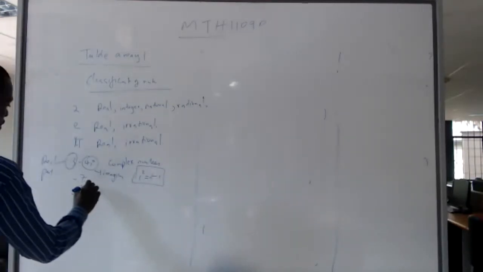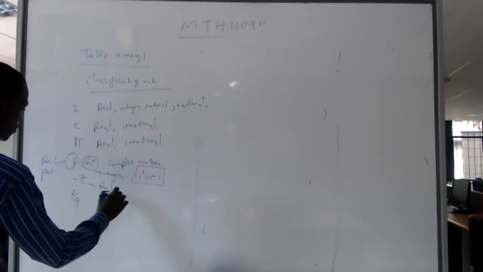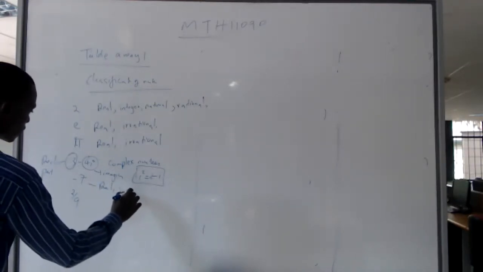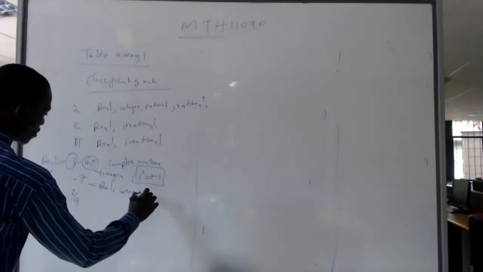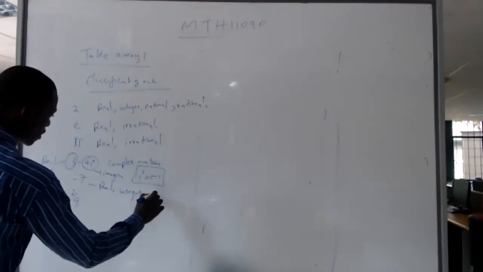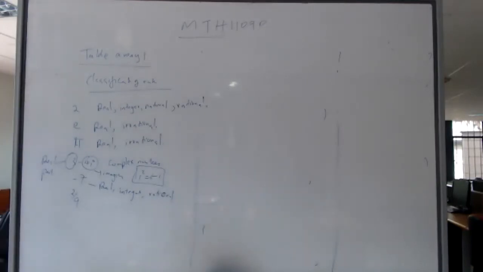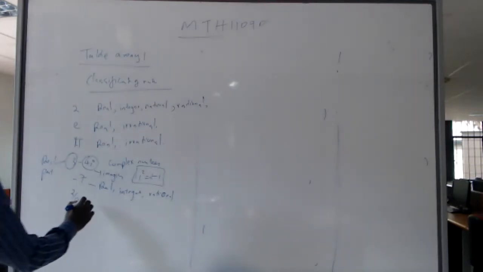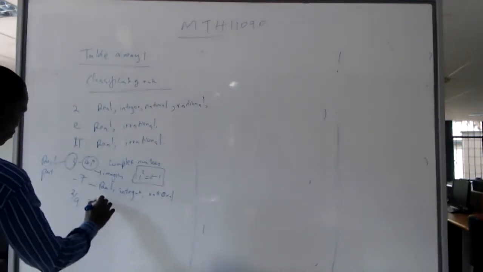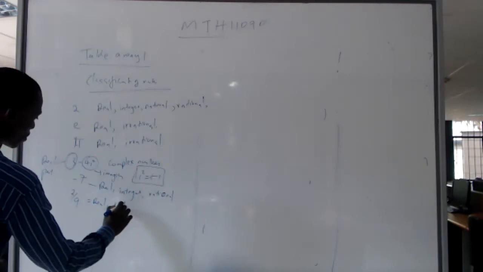And then -7, this is a real number. It's an integer. It's a rational number. You can write -7 as 7 divided by -1, or -7 divided by 1. This is a real number. It's also a rational number.